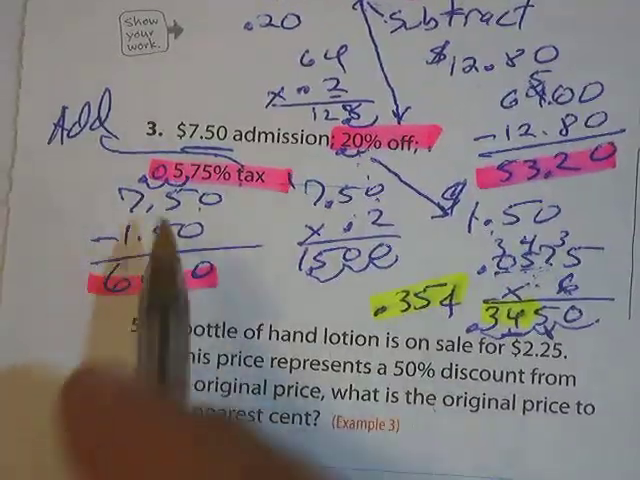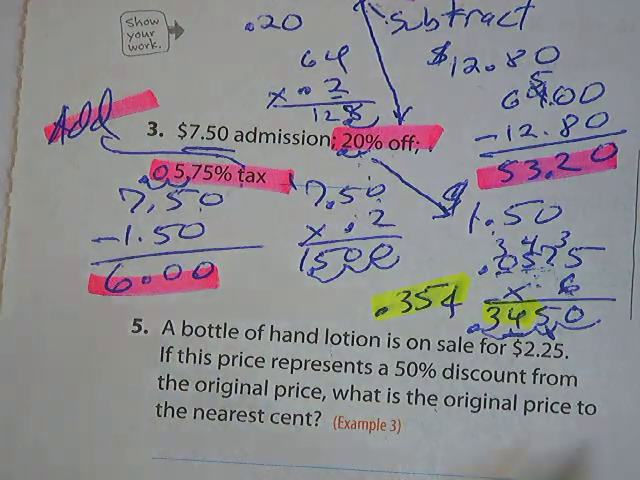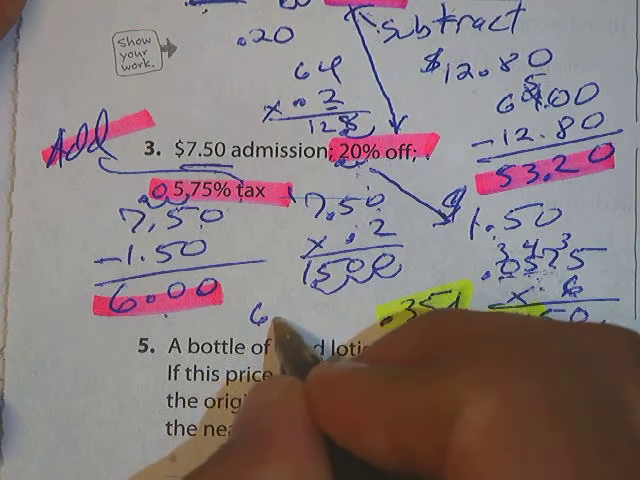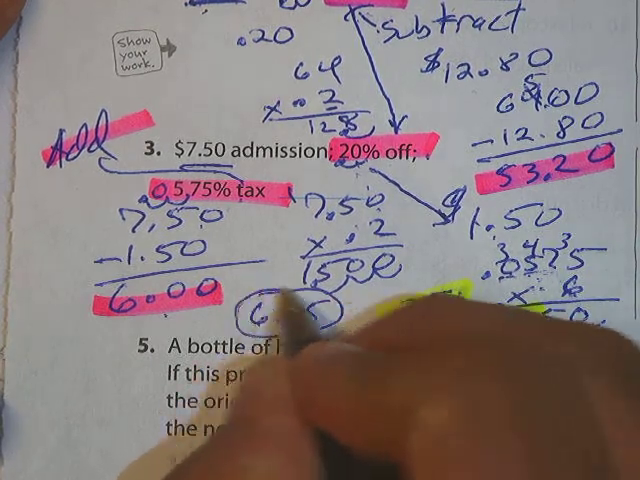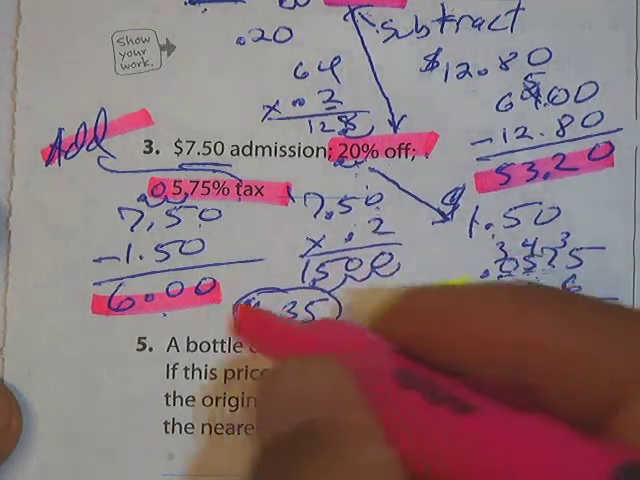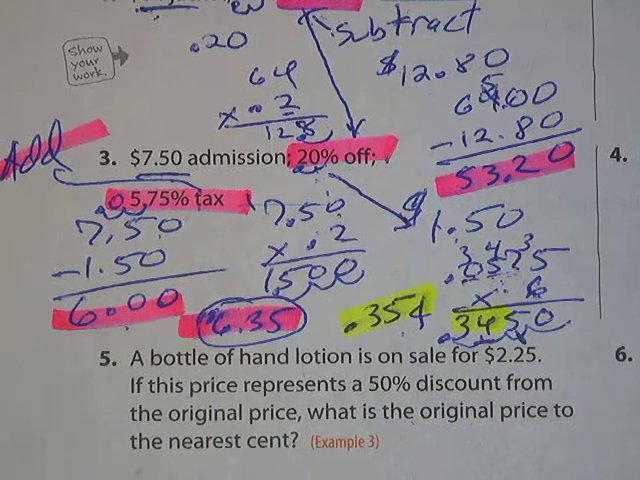This is the tax. Okay, that was the tax. This is my new price. So what am I going to do? Tax means that you add. And so we're going to add $6 plus 35 cents, which gives me $6.35, which is my answer.